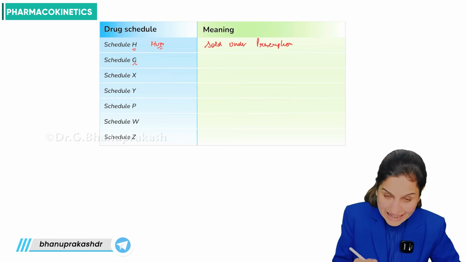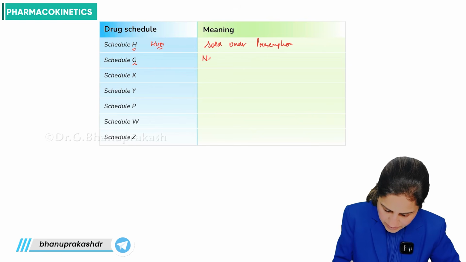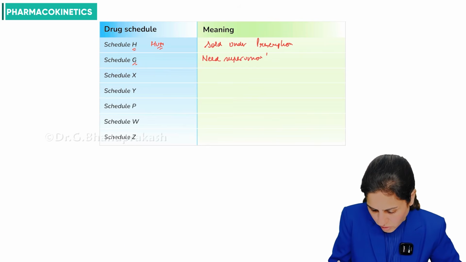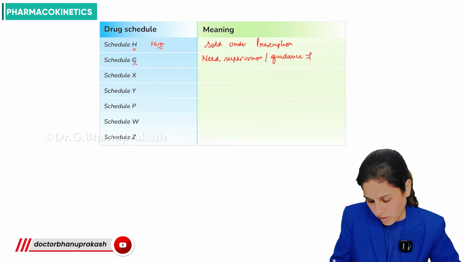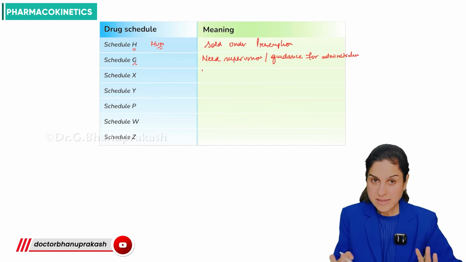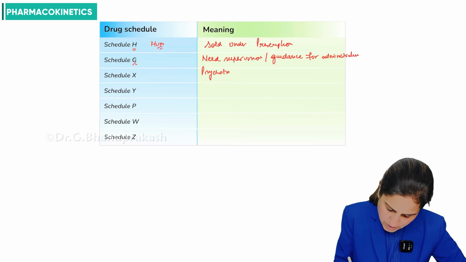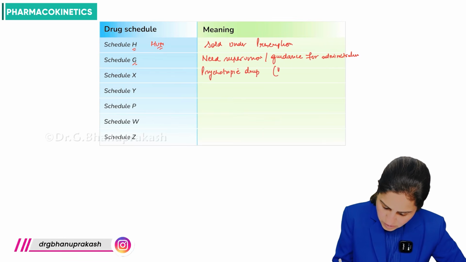G means guidance. So they need supervision, or guidance for administration. Schedule X. X is danger. So these are your psychotropic drugs, which are kept under lock and key usually.